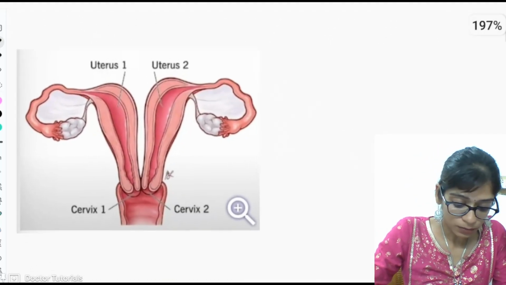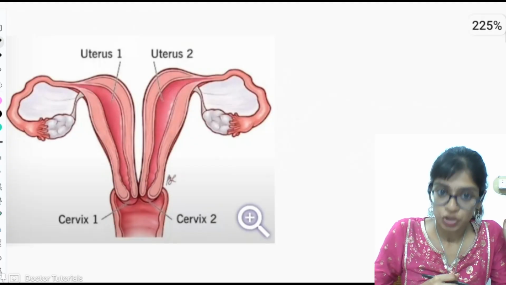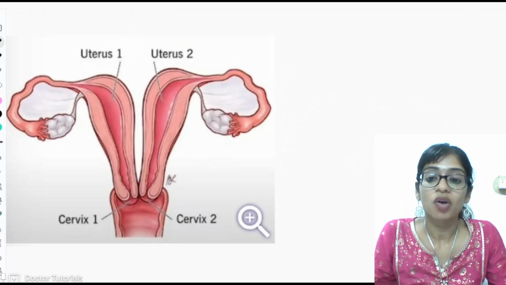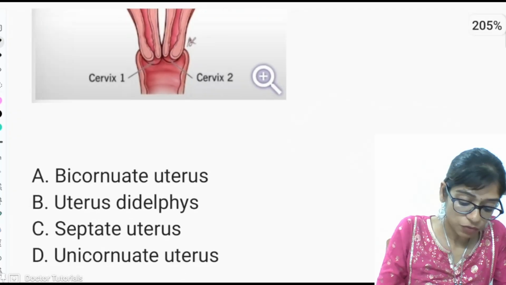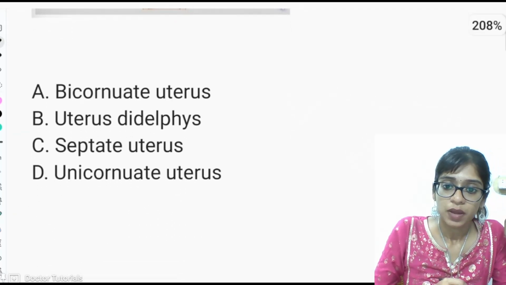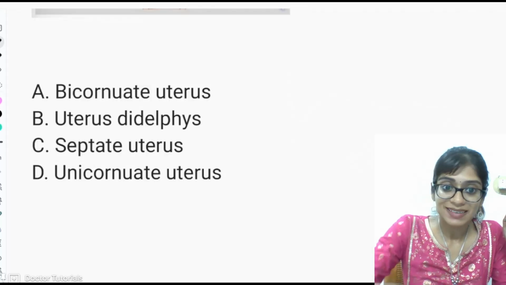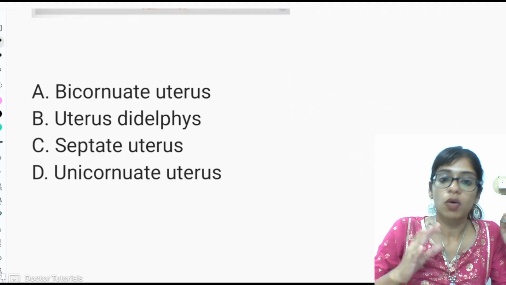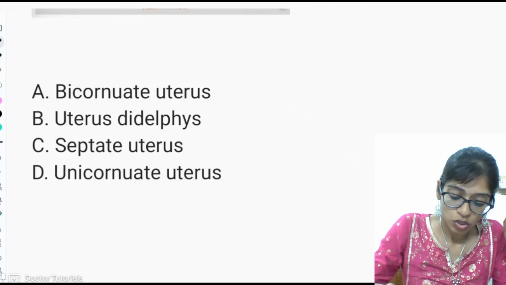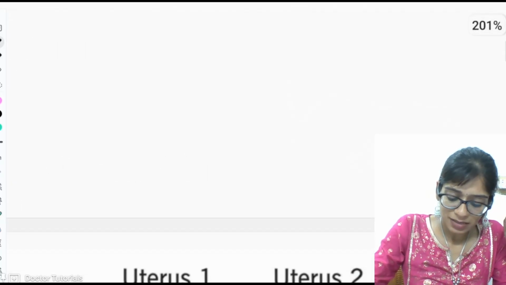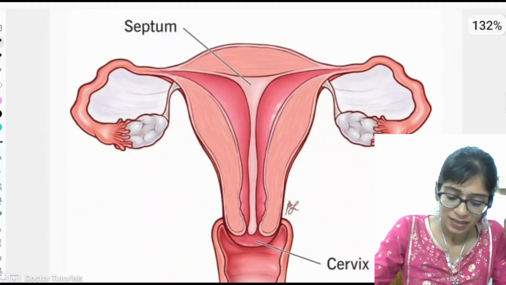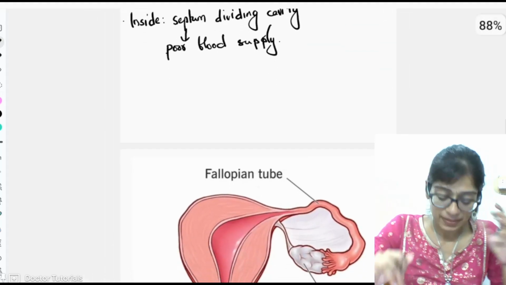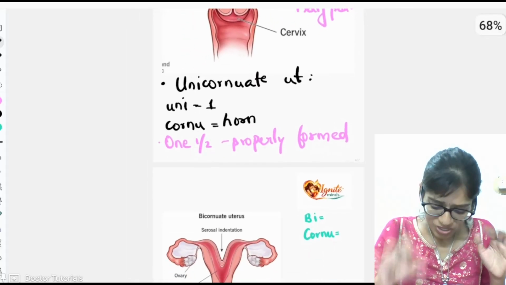So all of you look at the picture. I'm sure you would have by now recognized that this is not a normal uterus, right? And now they've given you 4 options. Is it bicornuate uterus? Is it uterus didelphys? Is it septate uterus or unicornuate uterus? If you don't know what exactly these are, it may look confusing. But if you understand the concept, it is very easy. So it's a short class.